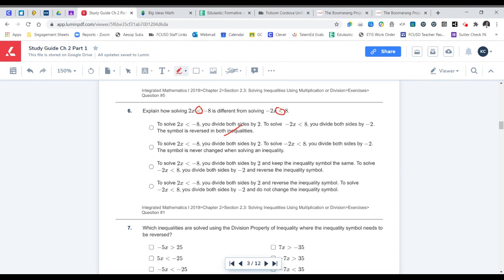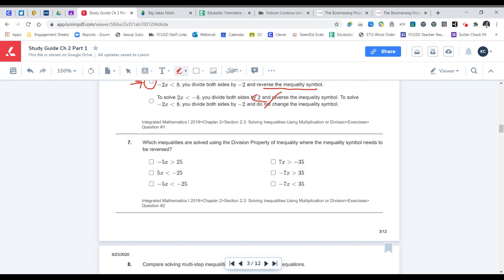That would be incorrect. The symbol is never changed when solving an inequality. That's incorrect. It's only changed when we divide by a negative. You divide both sides by -2 in option 3 here. So that's going to be correct. You reverse the inequality then. Option 4 is not correct because it's saying to reverse the inequality when you divide by a positive. That is not correct.